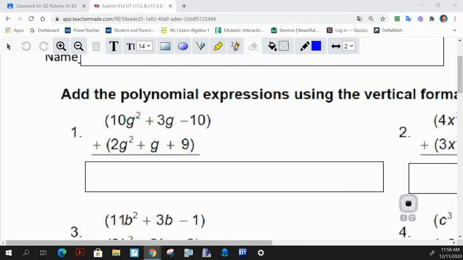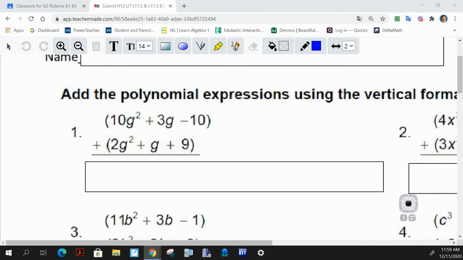Now, really, our textbook presents these in two different ways, a horizontal format and a vertical. We're going to look at the vertical ones first, and I really typically don't do these kinds of problems the way that they look here vertically, but I need you to be able to add polynomials however they're presented to you. If they're presented to you on a standardized test, an ACT or something like that, vertically, you need to know what to do.